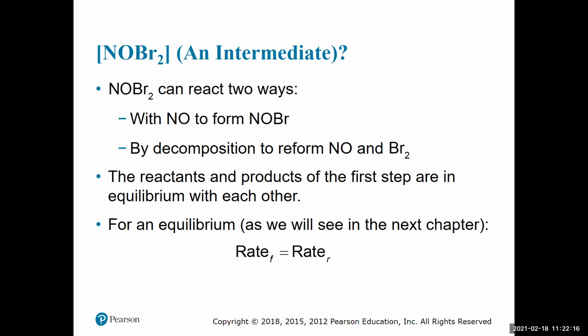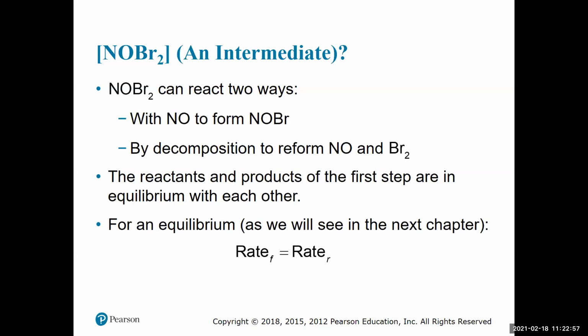NOBr2 could react two ways. It could react with NO to form NOBr, or it could be a decomposition reaction. Remember, that was the unimolecular reaction I talked about early on? In these types of situations, that decomposition reaction is not very likely. So kind of like with the termolecular thing, it's not the preferred thing typically. And so we're going to pick that first choice as we have before.